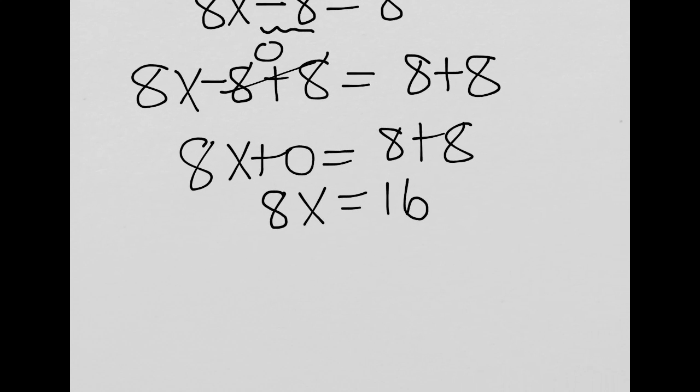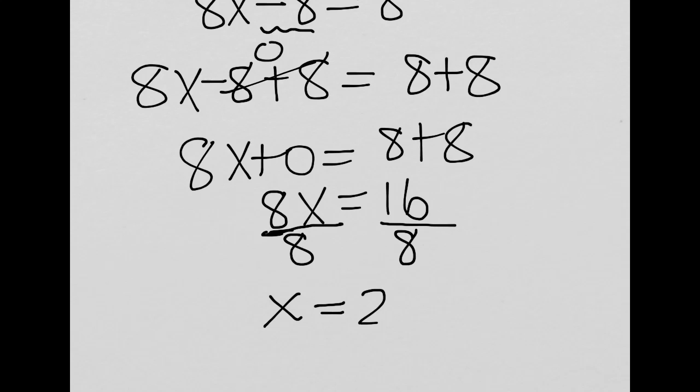Now, I want to figure out what x is. Well, I want to get rid of this 8. So what do I do? I divide by 8 on the left-hand side. But remember, what I do on one side, I have to do to the other. So when I divide by 8 on the left-hand side, I need to divide by 8 on the right-hand side. Then 8x divided by 8 is just equal to x, and 16 divided by 8 is equal to 2. So x is equal to 2.